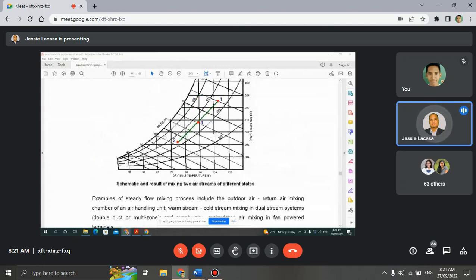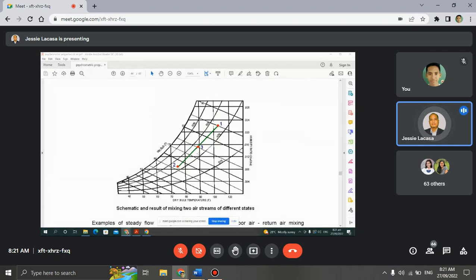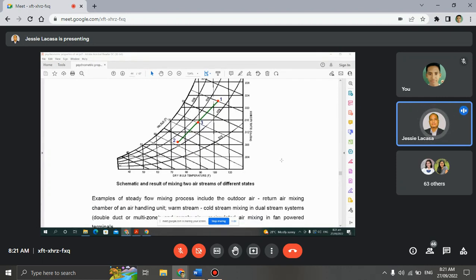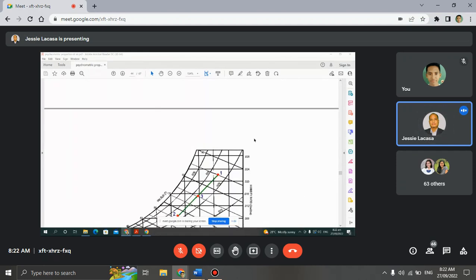So for example, in this figure, we have two different conditions of air. So point 1 and point 2. So point 2 is mas lesser ang iyang temperature, no, and humidity compared to 1. Then if we are going to mix the two different airstreams, ang mahitabo kani siya kaning 3, no, kaning 3.